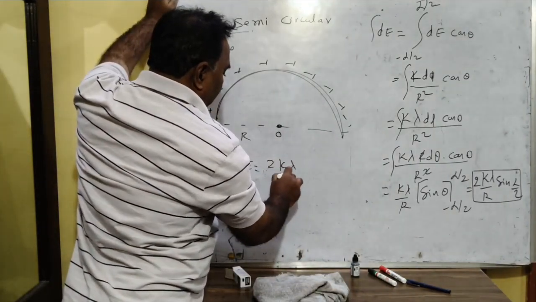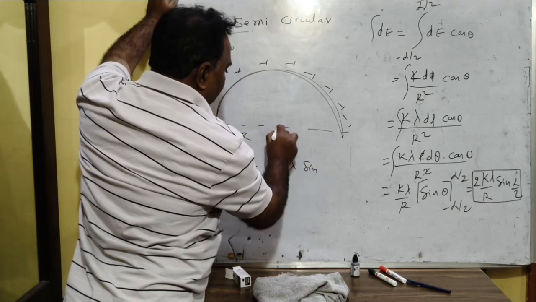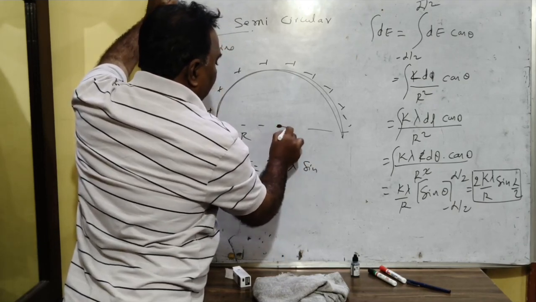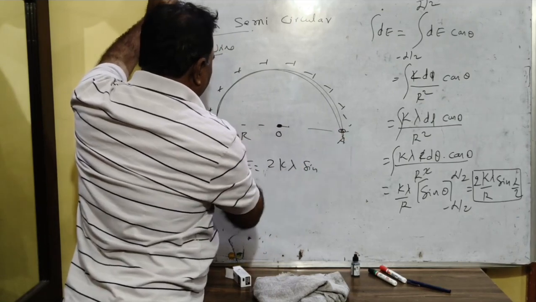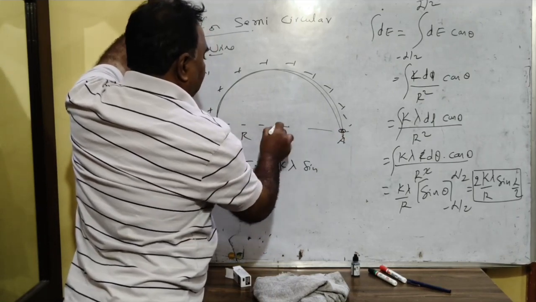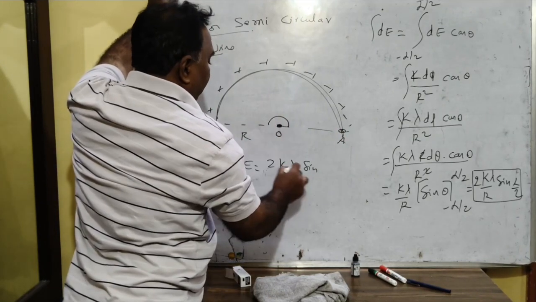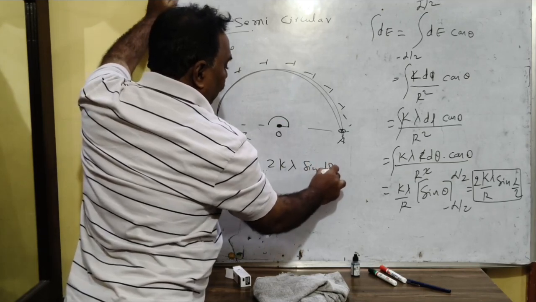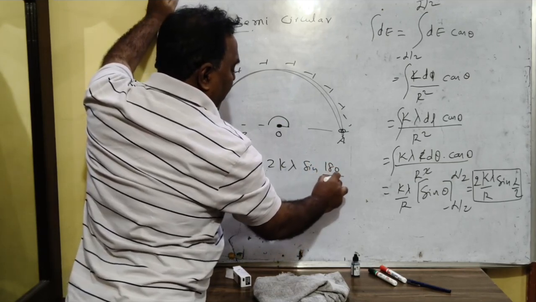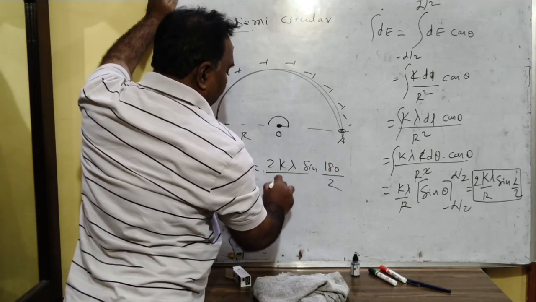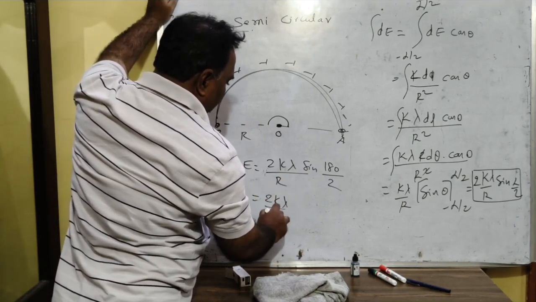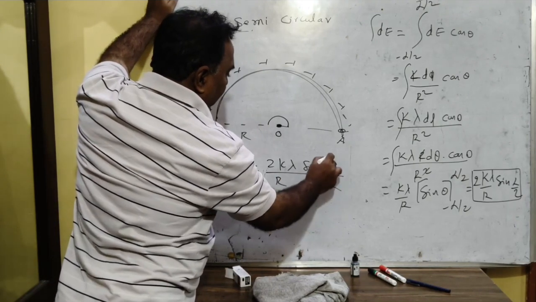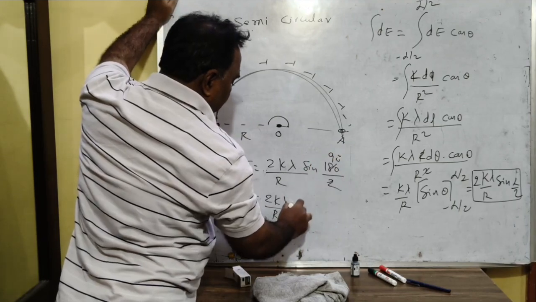2kλ sin, what is the angle made by this particle? From this end to this end, from end A to end B, what is the angle made over this point? 180 degrees. Therefore theta, that is alpha, means 180 degrees by 2, by r. Therefore 2kλ by r into, so what is sin 90? Sin 90 means 1. That's it.